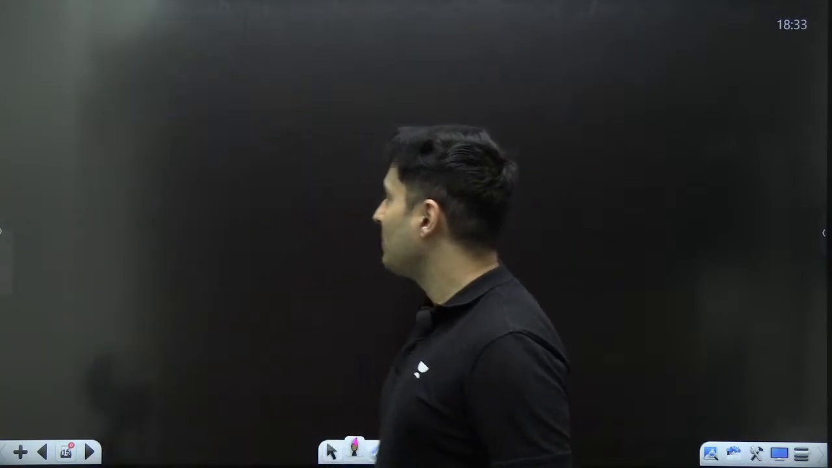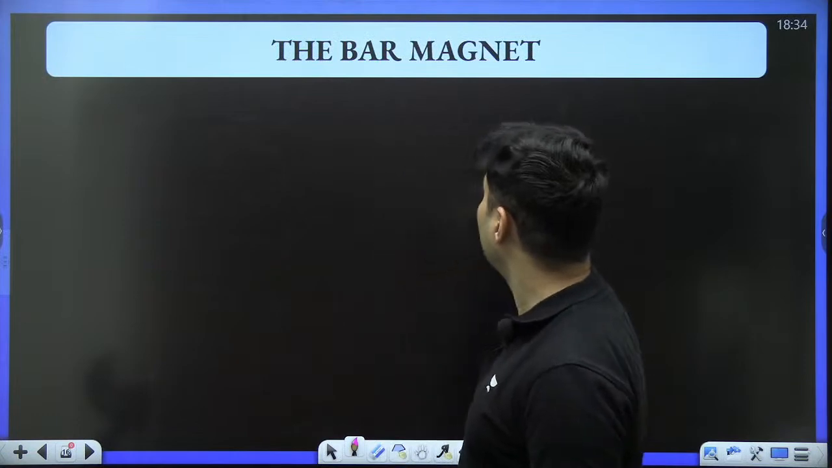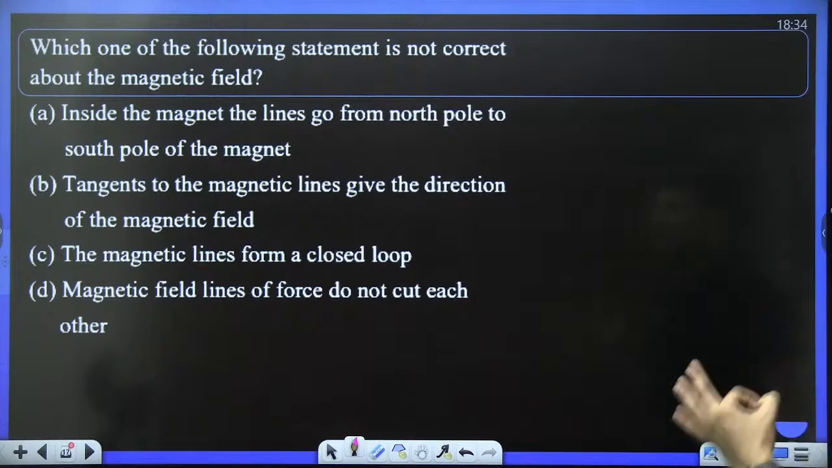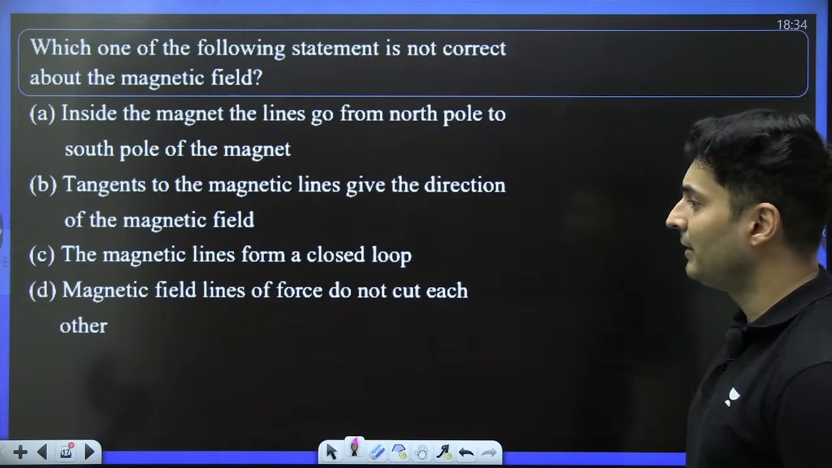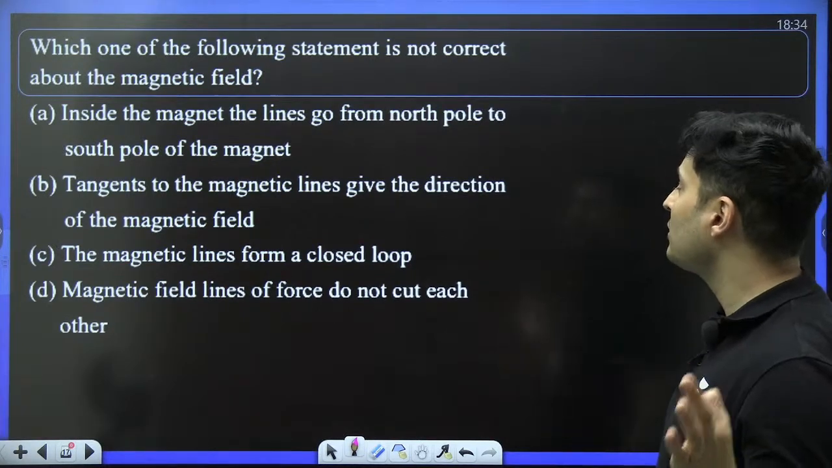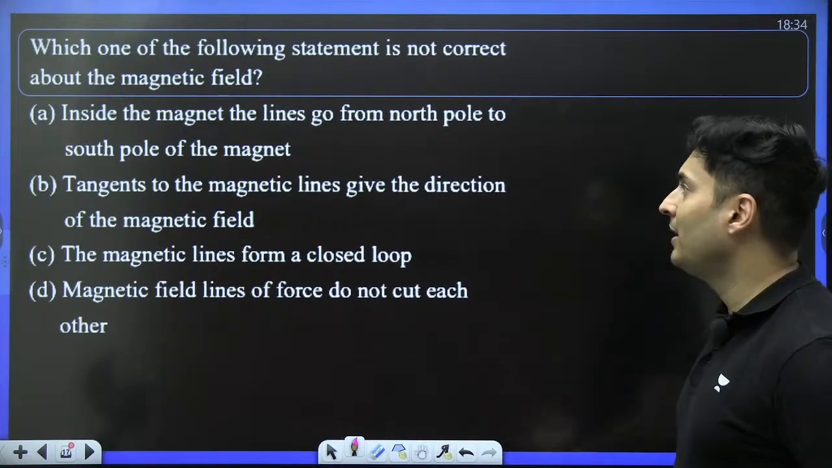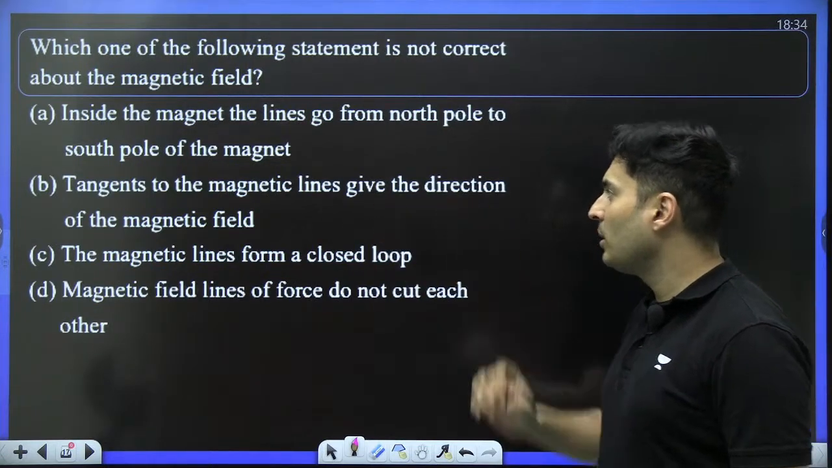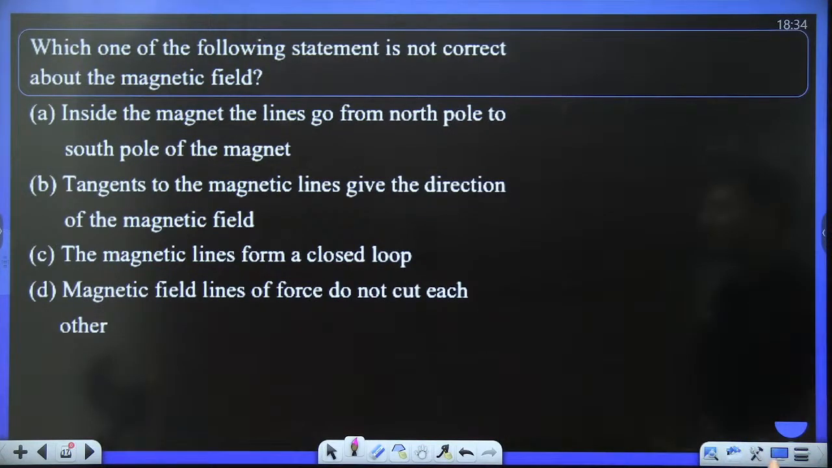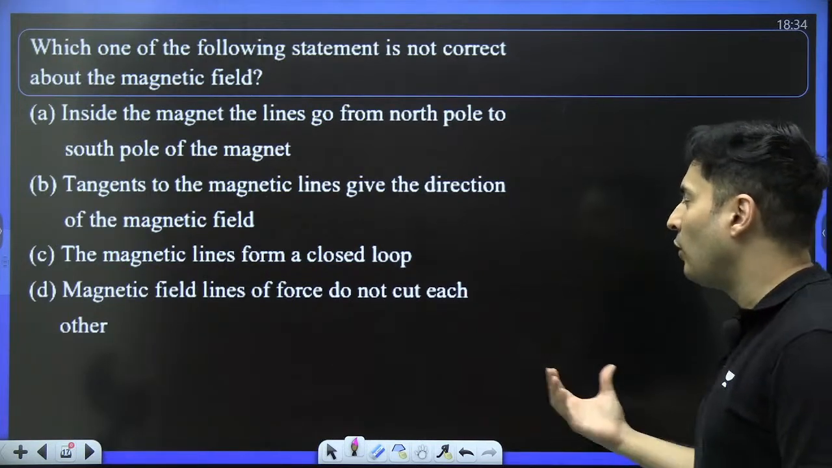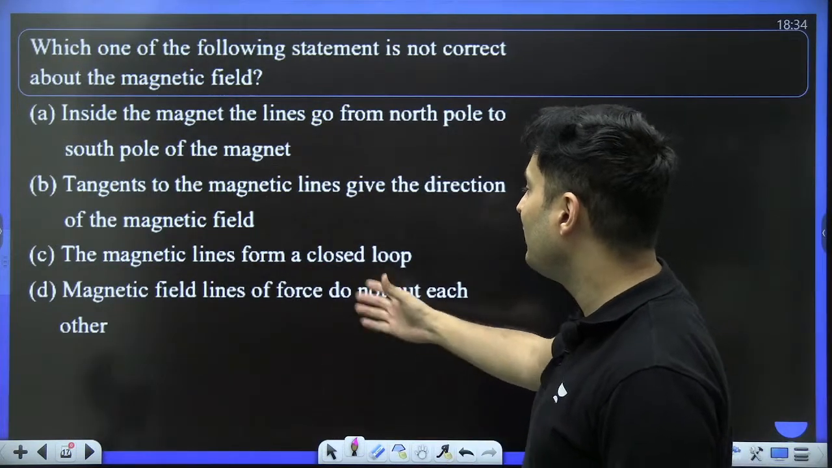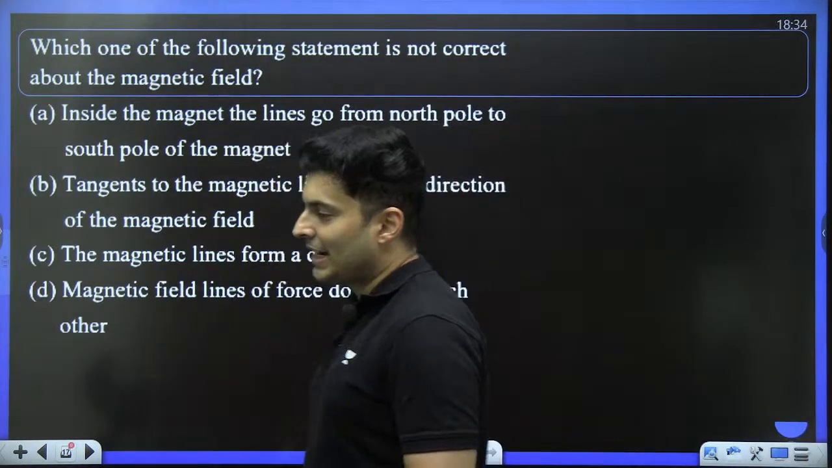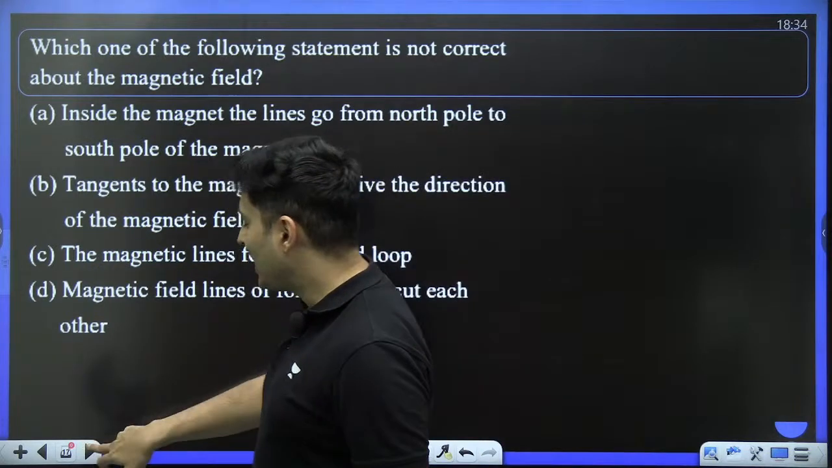Chalo, let's do some questions based on this. Here is the first question coming up on your screen. Which of the following statements is not correct about the magnetic field? Inside the magnet, the lines go from North Pole to South Pole. Tangents to the magnetic field lines give the direction of the magnetic field. The magnetic lines form a closed loop. The magnetic field lines of force do not cut each other. Some of you are saying option A. Is that so? Let's figure it out.